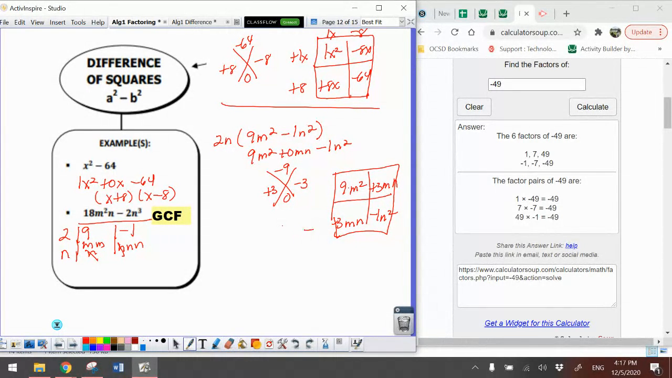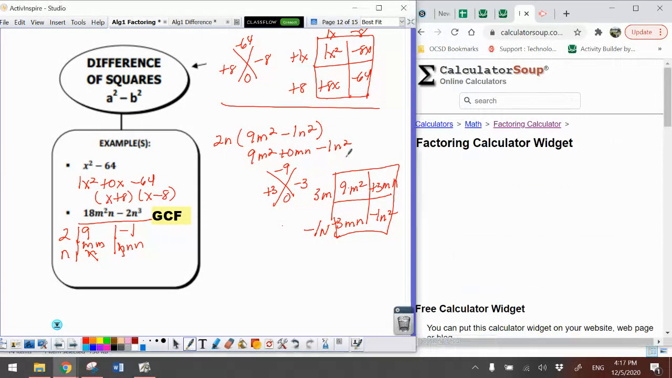Getting ahead of myself, negative 1n. Here I'm pulling out a 3m. This one is a 3m, and this one is a positive 1n. So I'm factoring, so that GCF still has to stay there. Remember, this is my GCF. But what else pulls out of here is 3m minus 1n and 3m plus 1n.